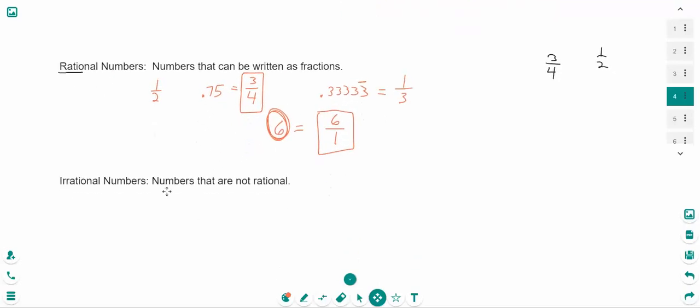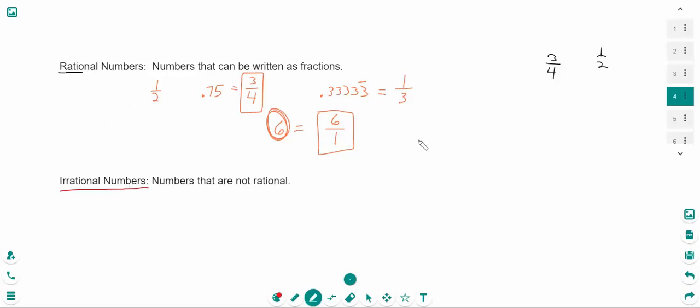And then finally, irrational numbers. Irrational numbers are exactly what they sound like. They are numbers that cannot be written as ratios. So everything else really is an irrational number. Anything that is not rational is irrational. Anything that is not irrational is rational. You can't have a number that's both of these. It's one or the other.